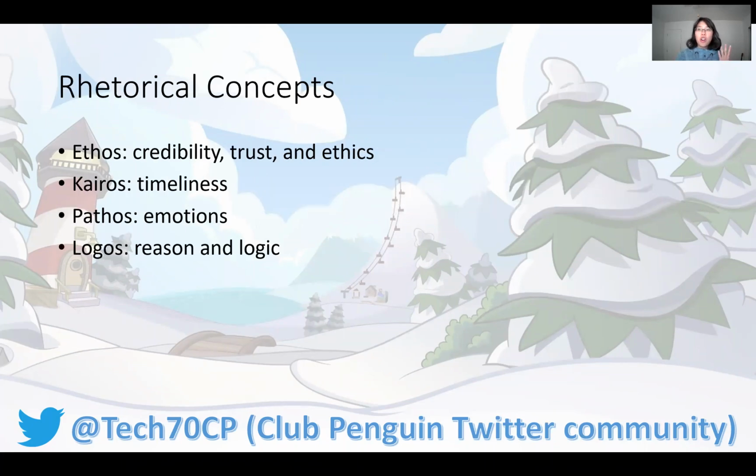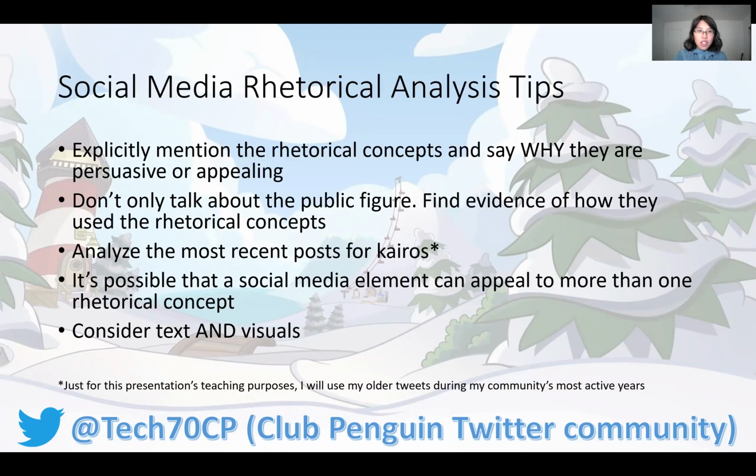And these are the 4 rhetorical concepts, very easy and simple and straightforward. They are applicable to all of the social medias. Ethos is credibility, trust, and ethics. Kairos is about timeliness, which is very relevant to social media. Pathos is emotions. That's probably the easiest rhetorical concept to find examples of on social media. And logos is reason and logic.